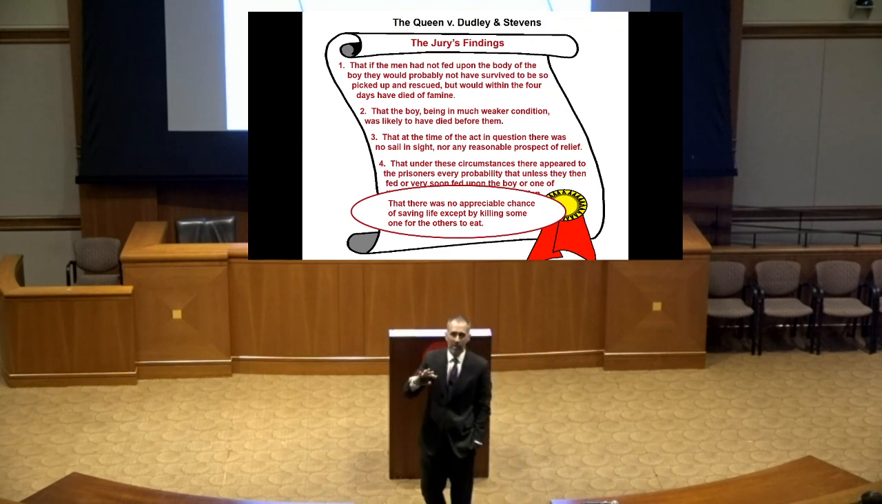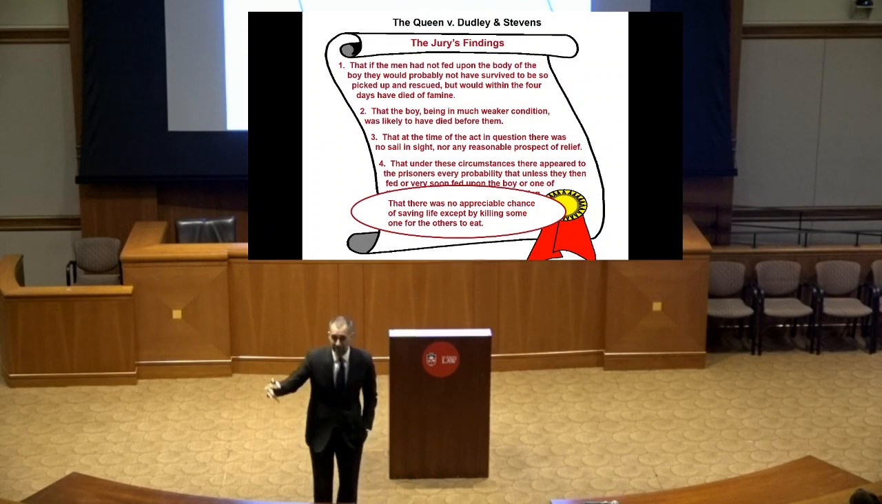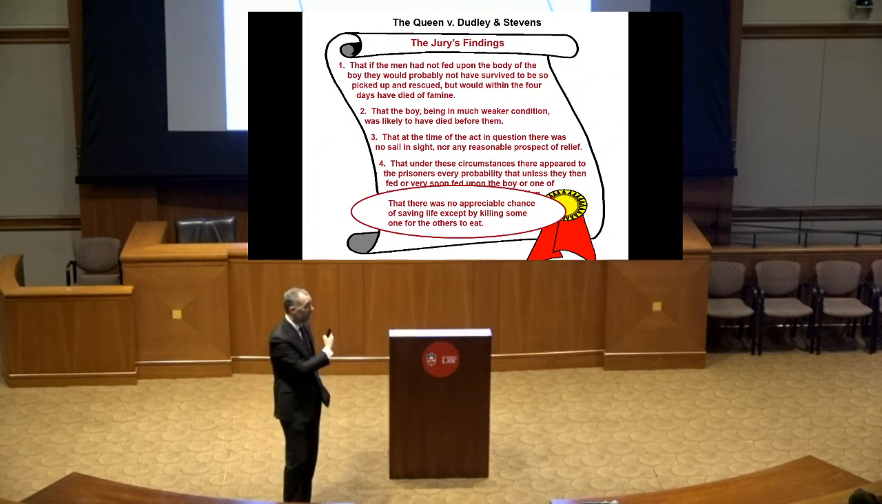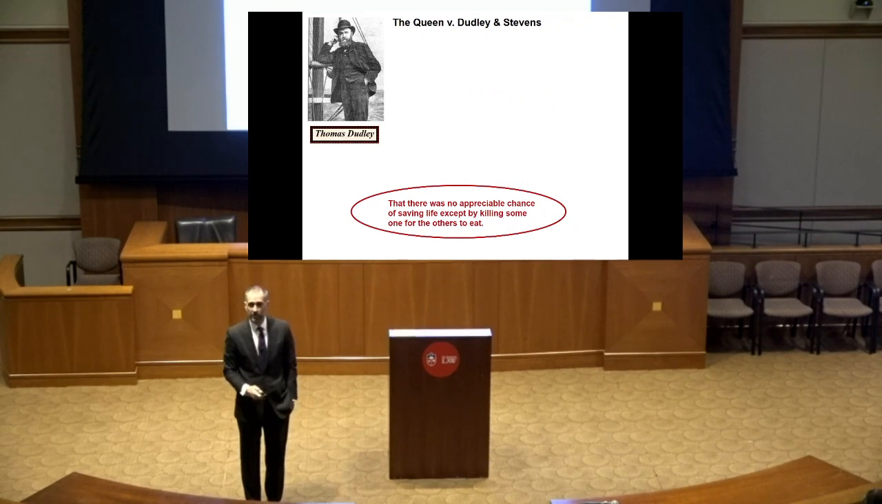We can't say, oh, if they had waited, they might have been rescued sooner. Or if they had waited, they might have survived until the Montezuma came along. No, the jury concluded there was no appreciable chance of saving life except by killing someone for the others to eat. If they had not eaten Parker, they would have died. So what do we do?